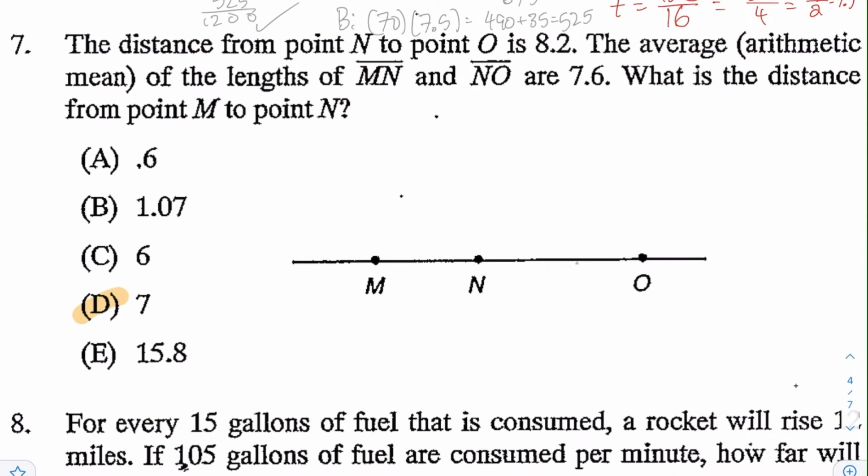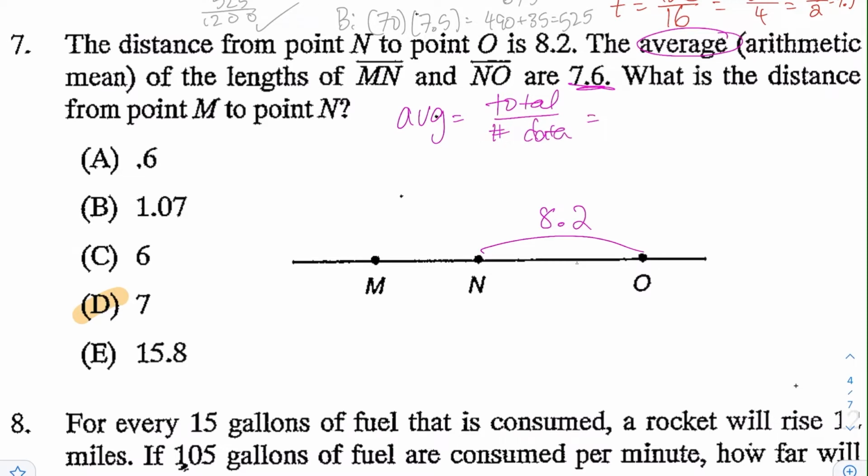Okay, next for number 7, the distance from point N to point O is 8.2. The average, arithmetic mean, of the lengths of MN and NO is 7.6. What's the distance from point M to point N? So here from N to O, it's 8.2. And the average of the lengths of MN and NO is 7.6. So remember, average is the total divided by the number of data. In this case, it's just 2.